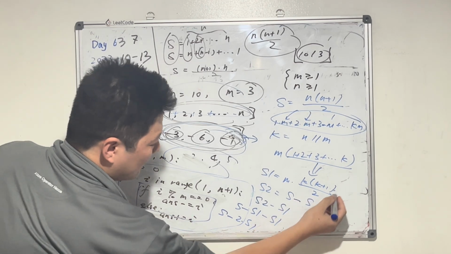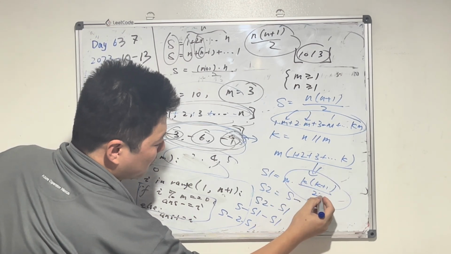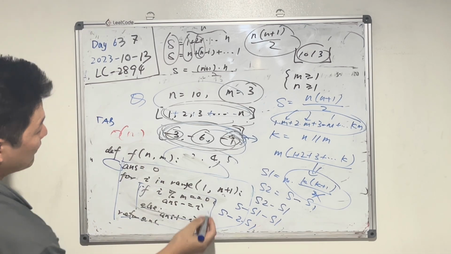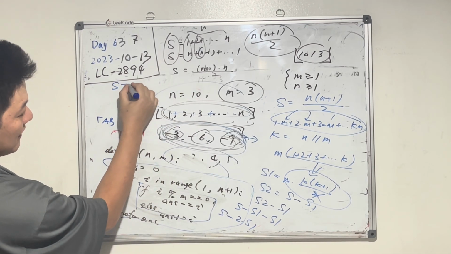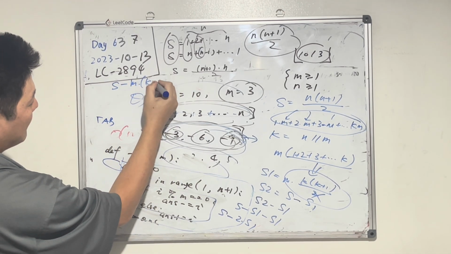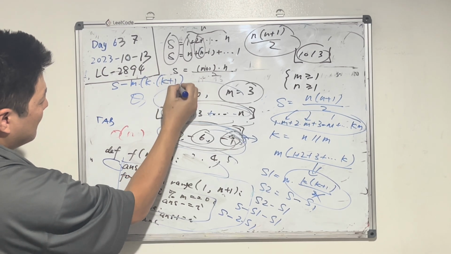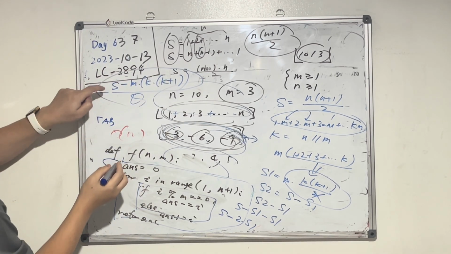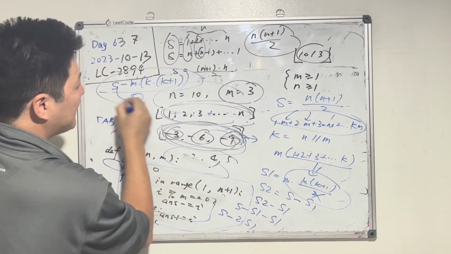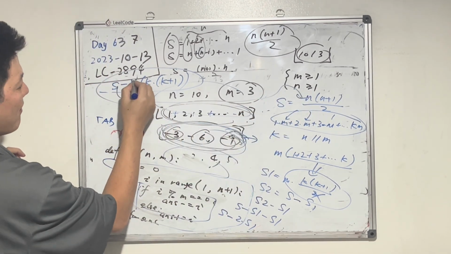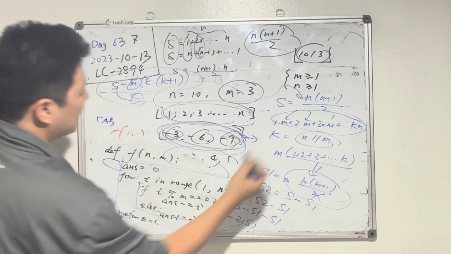What's S1? Here, 2 times it. So these 2 cancel out, right? So the answer is S minus m times k times k plus 1. S we know, this is S. m we know it. k is this. That's it.